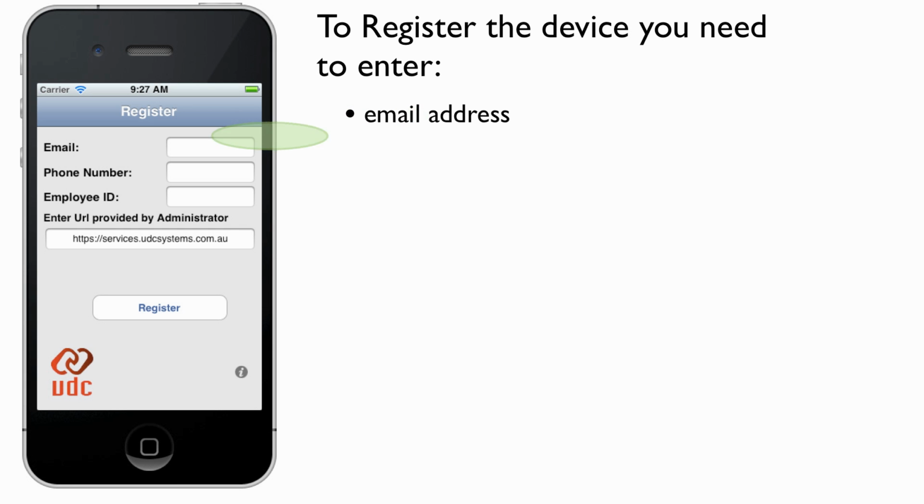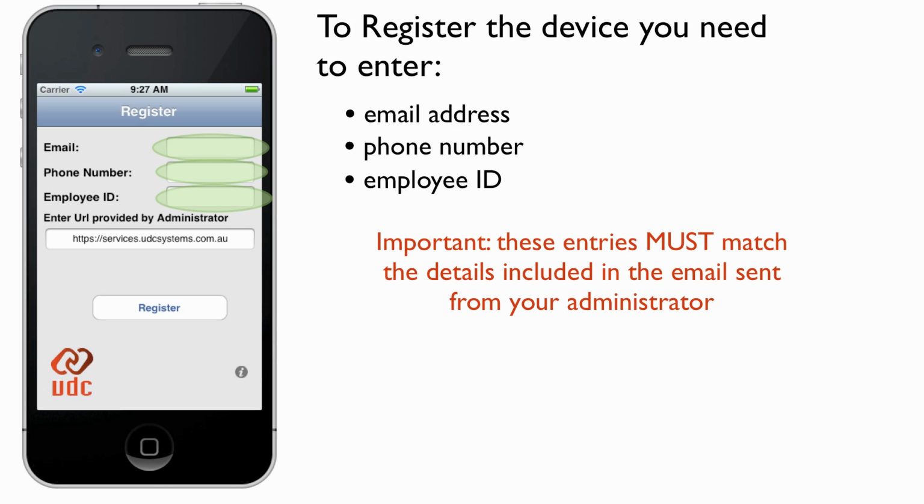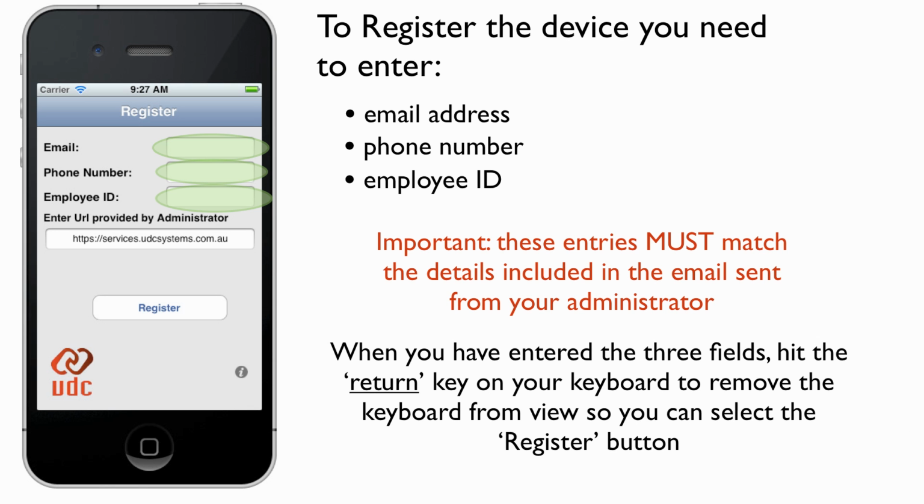You need to enter your email, phone number, and employee ID exactly as it appears in the email sent to you by your administrator. When you have entered these three fields, hit the return key to clear the keyboard from the screen. Then select the registration button to complete the process. This will connect your device and launch the app.